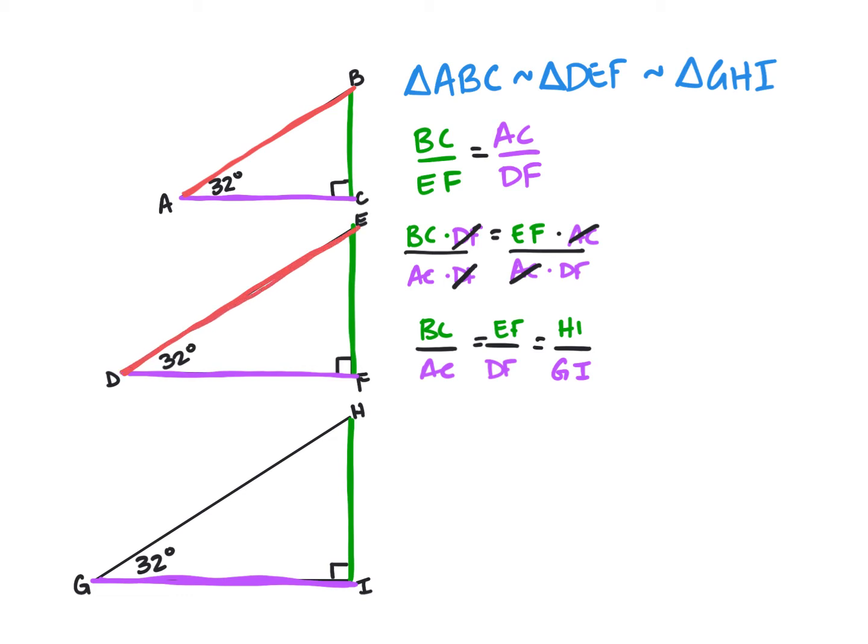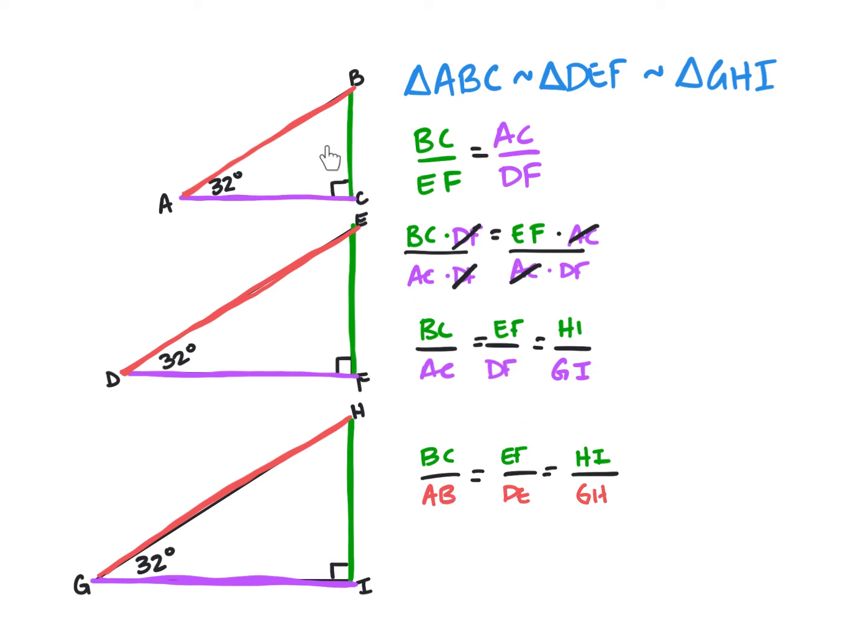And so if I use segment AB, segment DE, and segment GH instead of the purple segment, then I would have had another set of ratios that would be equal, that would say BC over AB equals EF over DE equals HI over GH. And so my point is this.